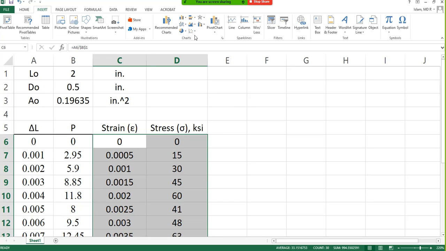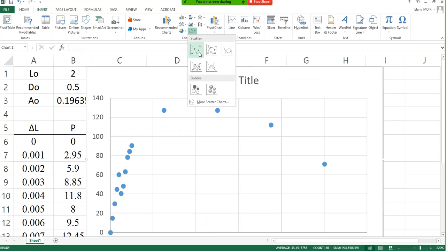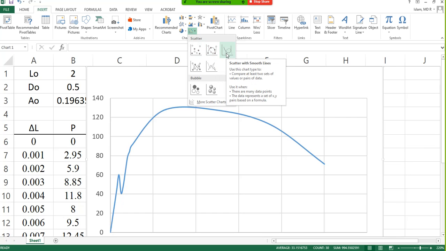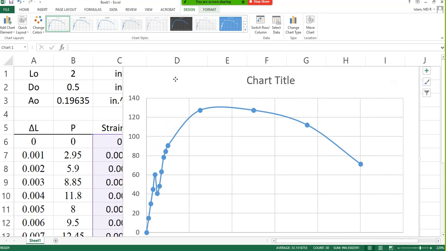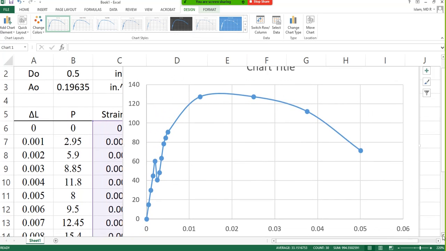Insert, scatter, this. But I need some line also. Yes, see, I can do this. This one looks better, or even you can take this and clean it. But sometimes in engineering, in a laboratory report, we like to see the points also. Okay, then done. You can see.